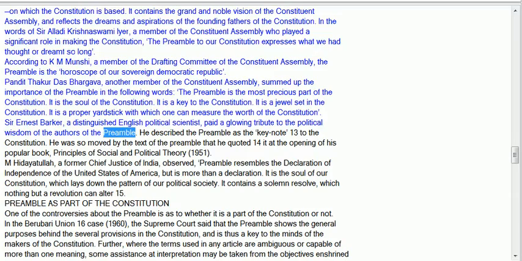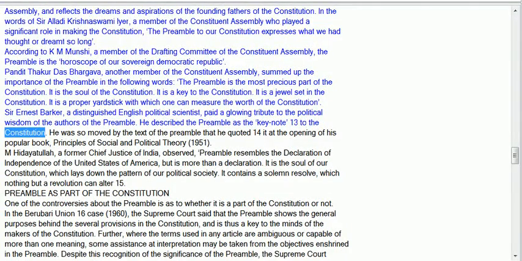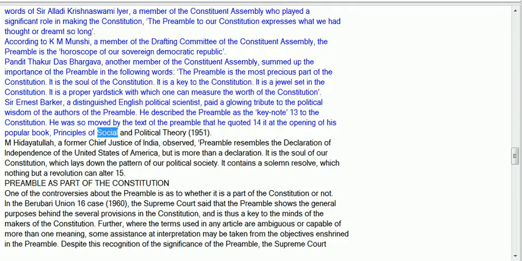the preamble. He described the preamble as the keynote to the Constitution. He was so moved by the text of the preamble that he quoted it at the opening of his popular book, Principles of Social and Political Theory, 1951.